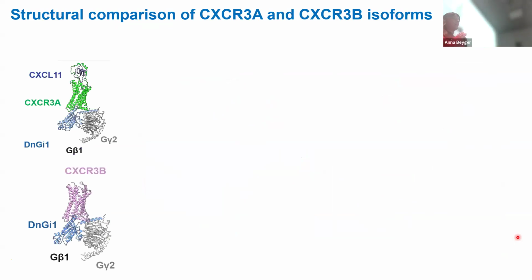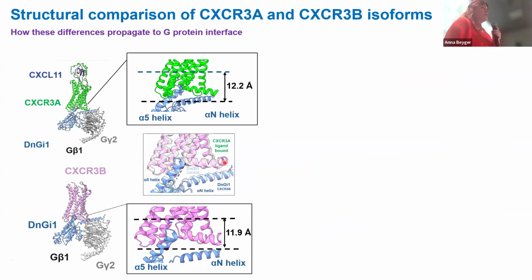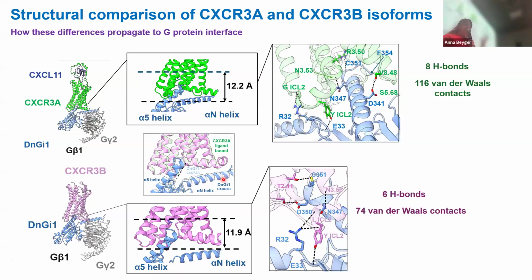When we extend these differences to looking at the G protein interface, what we see is that in CXCR3A, the alpha 5 C-terminal helix is inserted slightly deeper than in B. When we overlay them together, the alpha N helix of the G protein is pointed slightly outward from the receptor in CXCR3B. Zooming in at the interactions, we can see that CXCR3A forms 8 hydrogen bonds and 160 van der Waals contacts, while CXCR3B forms 6 hydrogen bonds and 74 van der Waals contacts. That's obviously a smaller number, although a few of these interactions are still conserved. Overall, this decrease in stabilizing interactions could potentially be related to what we observed in pharmacology, where the potency that CXCL11 has at Gi5 recruitment is a bit lower for CXCR3B.